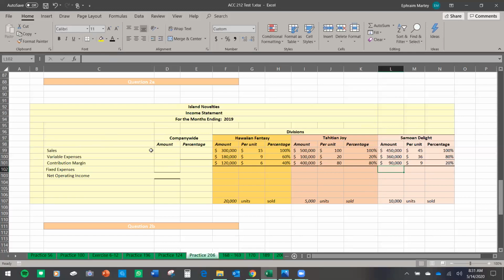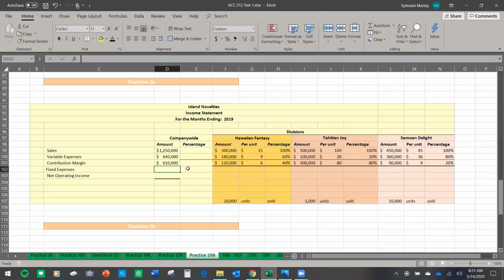Now we're going to add them together as a whole company. The company used to have only this, but they are adding another one. So what will be their total? We take the amount plus this one amount plus that one. If we drag it down, that will compute it for 264,000. Then we do this minus that to find our contribution margin.